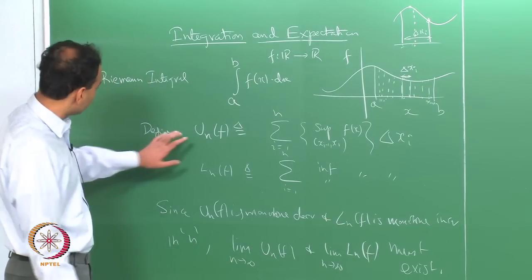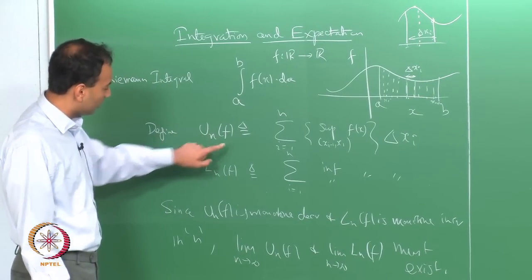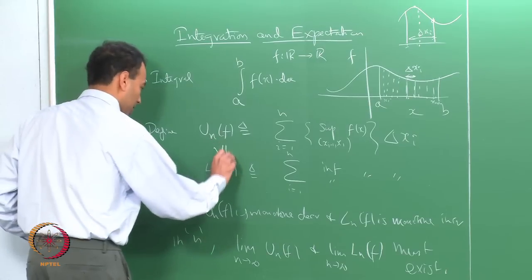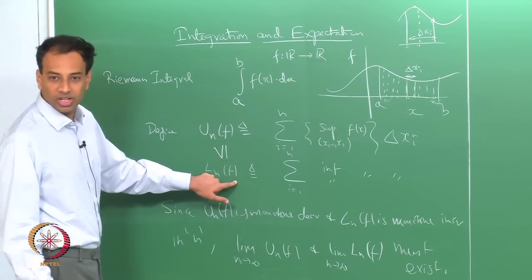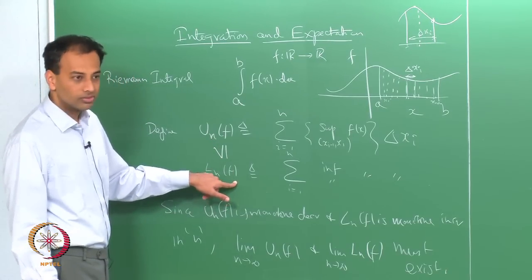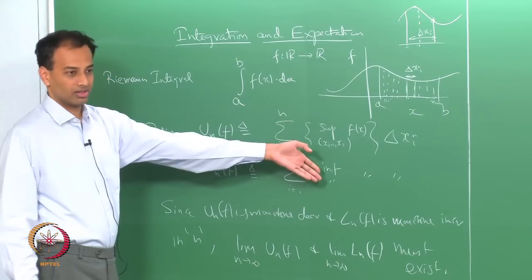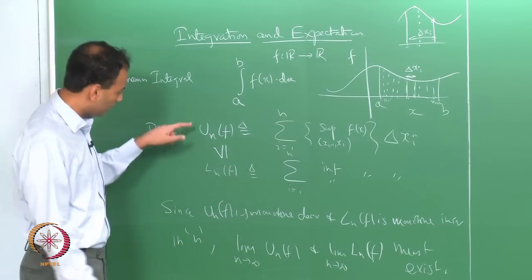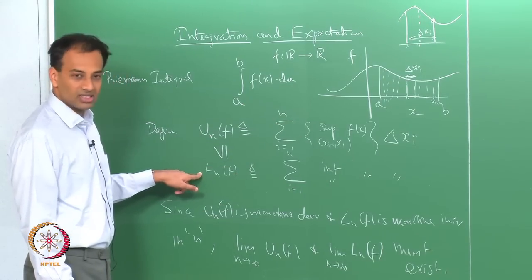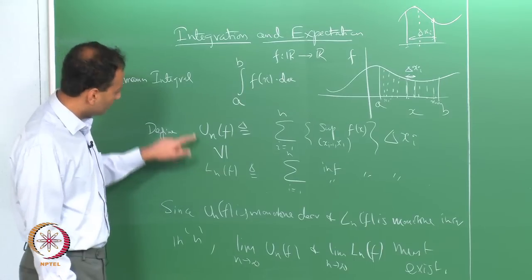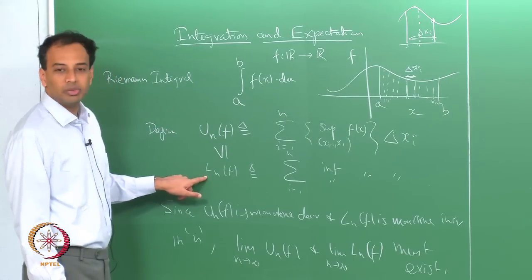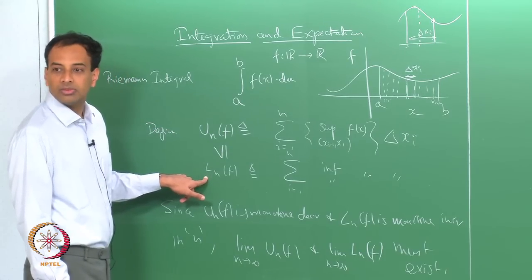But it is also the case that for every n, u n of f is bigger than or equal to l n of f. For every n, that is true. Why? By definition. So this limit exists and this limit exists as n tends to infinity. So the limit of this must be greater than or equal to the limit of that, correct.